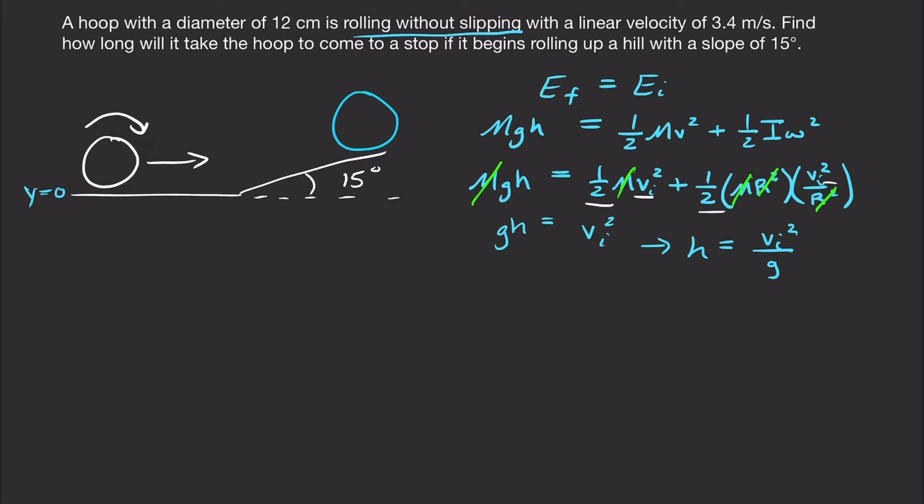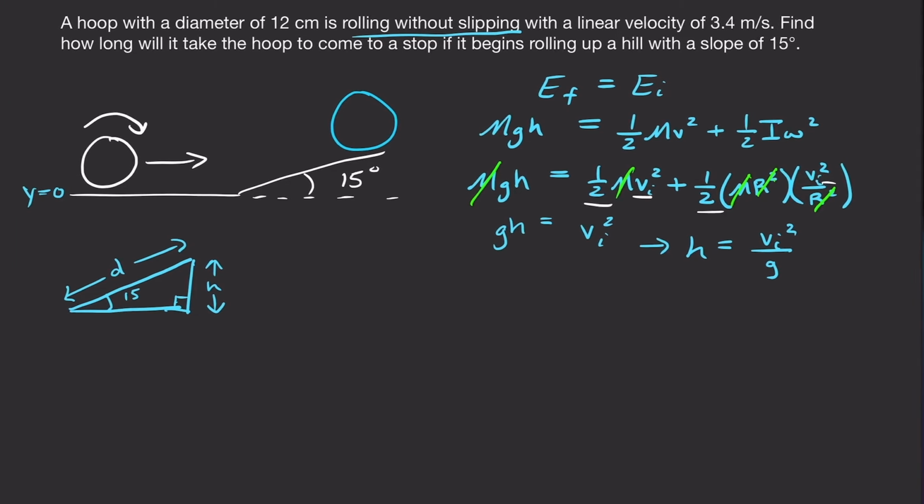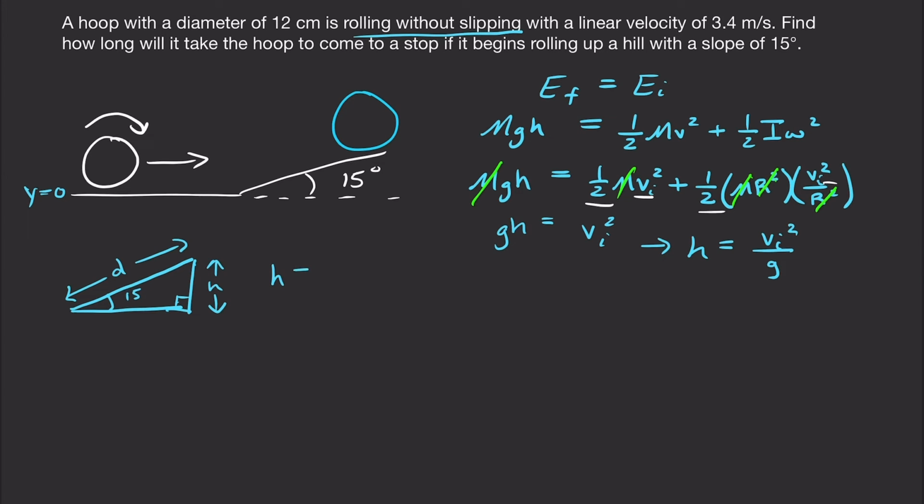Okay, so now we can do a little bit of geometry, trigonometry. So our slope is 15 degrees, so this forms a right triangle with the ground. And the distance that it goes is going to be the hypotenuse, we'll call it d, and the height, h, is what we just found. So we can get a relationship between the two. So h, the opposite side, will be the hypotenuse times sine of 15 degrees.